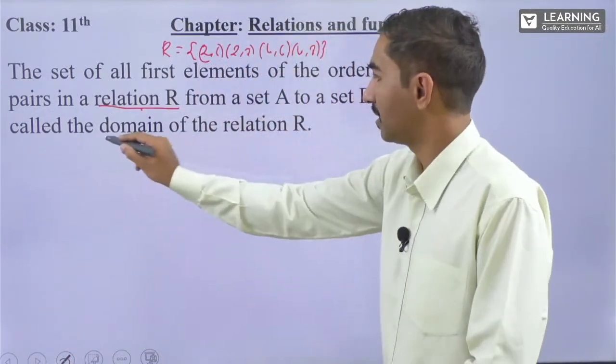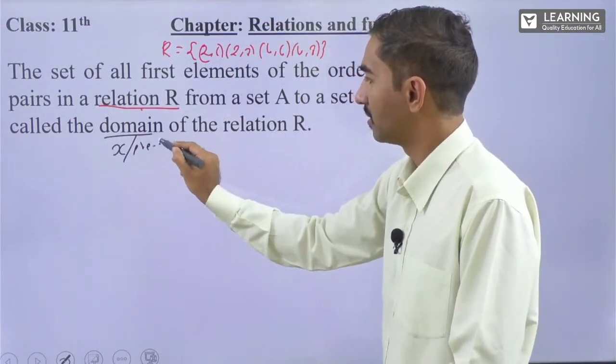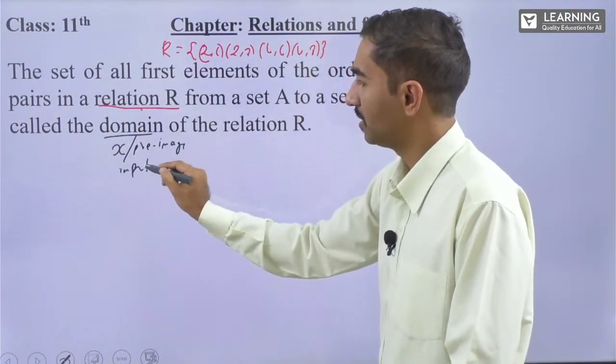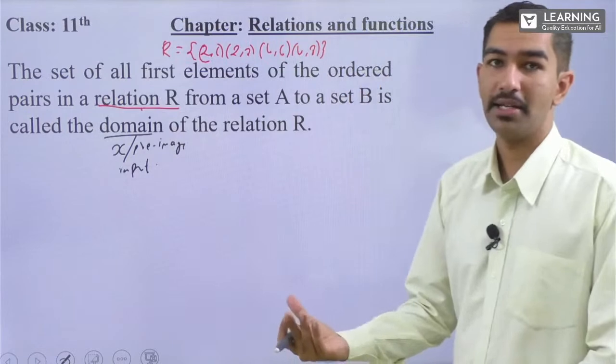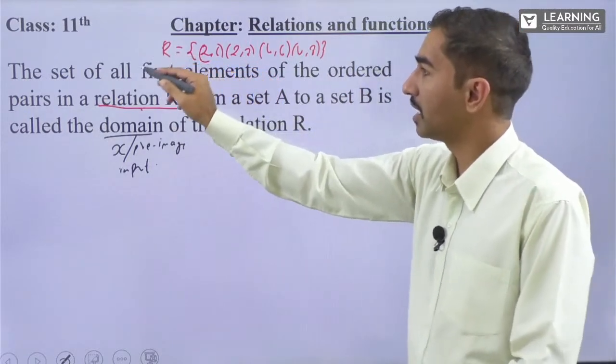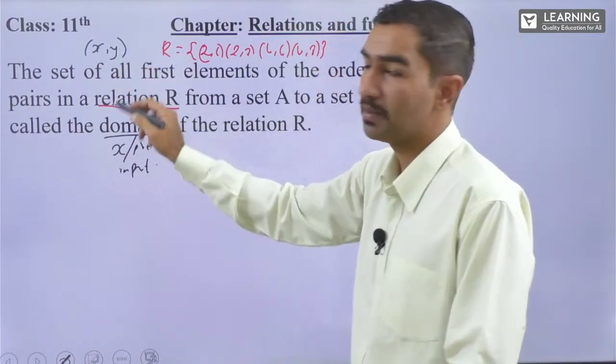Okay, so domain is nothing but X, or it is also called pre-image, or it is also called input. Okay, this is called the domain. The set of X values. So A comma B, right? The relationship is described as A comma B. So in standard form, students, X comma Y will be describing the relation.